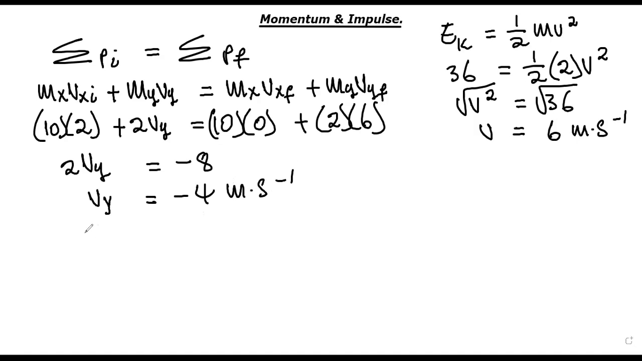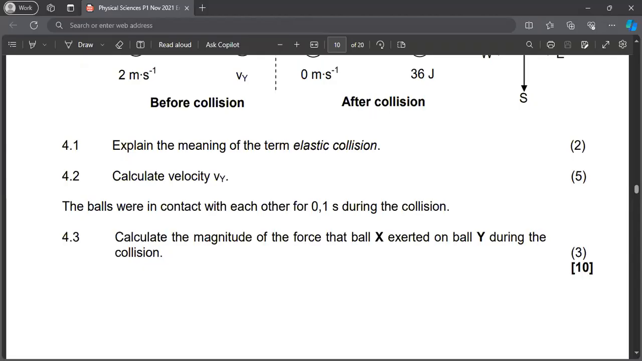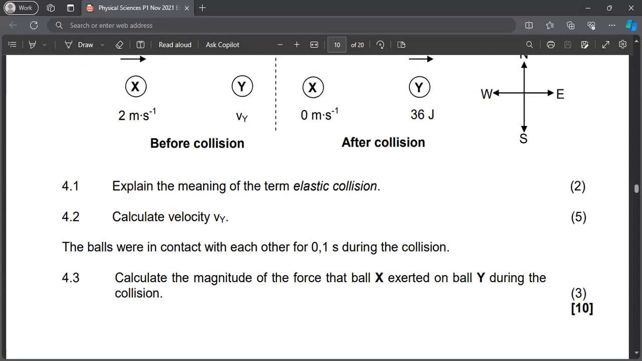But now the question said, calculate the velocity. Then you must conclude and say, therefore, Vy equals 4 meters per second to the west, both magnitude and direction. And then you should be fine with this one. So what does the next question say? And momentum and impulse, guys, is actually 3 marks. You're not supposed to lose even a single mark here. Remember, the aim is to go to the top 100.